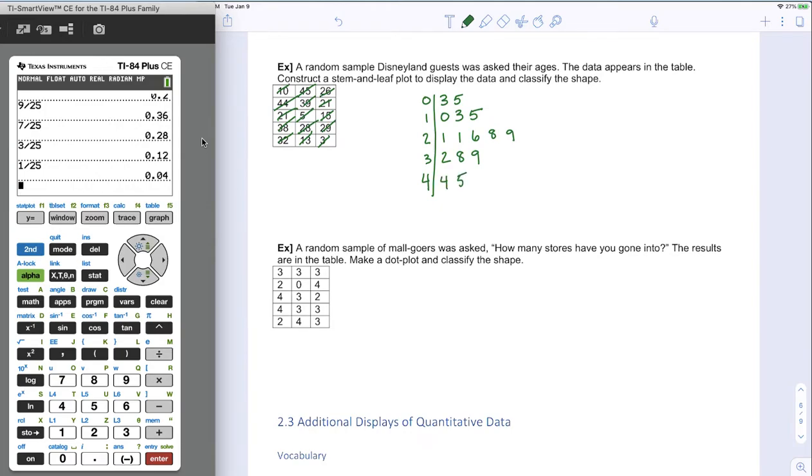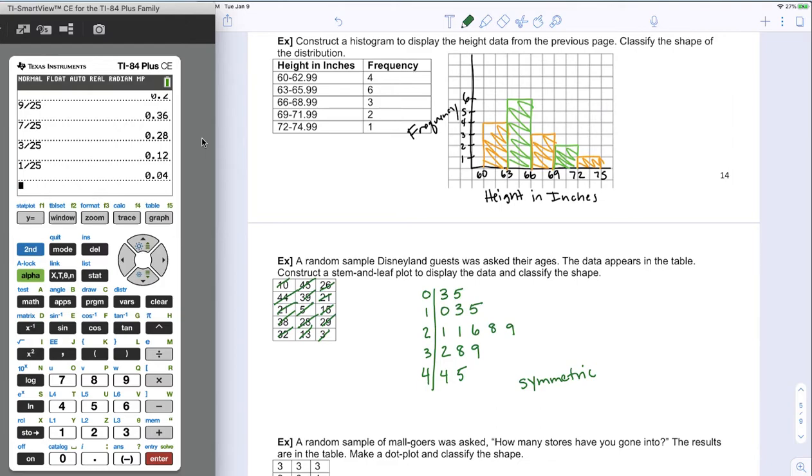Classify the shape. If you look at it kind of sideways, you can see that it's roughly symmetric. And I just realized we didn't classify the shape of the previous one. So let's go ahead and scroll back and take a look at that graph and classify it as well. Looking at these heights, we can see it tails off to the right more so than the left. So I would call this graph skewed right.